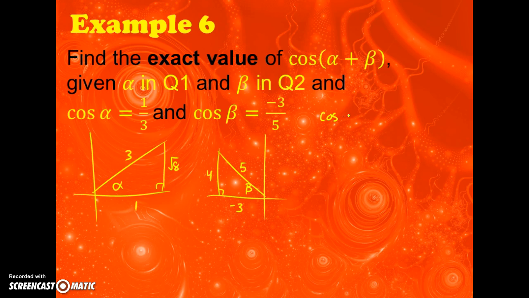Because this is a sum, that's cosine alpha, cosine beta, minus sine alpha, sine beta. Cosine of alpha, they told us is 1/3. No thinking there. Cosine of beta, they told us was -3/5. Sine of alpha, we actually have to think about. That's the opposite over the hypotenuse, so that's √8/3. Sine of beta is the opposite over the hypotenuse again in the other triangle, so that's 4/5.